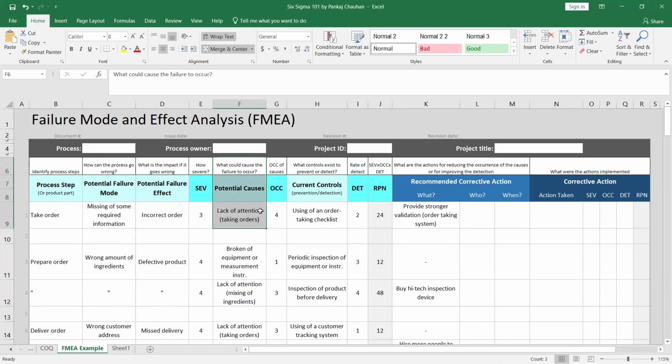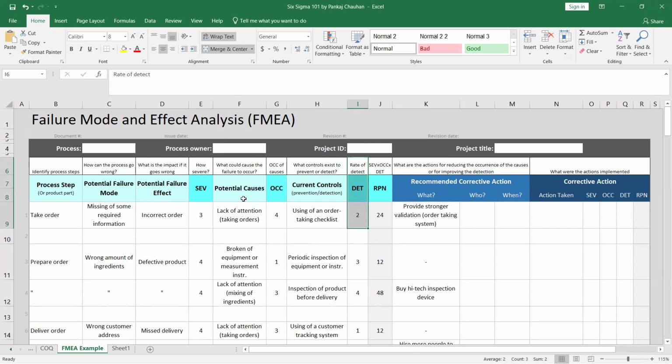We will identify the chance of occurrence on a scale of 1 to 10. Sometimes we can use 1 to 5 as well if the process is not critical. And in case this potential failure mode does occur, what are the existing controls we have to save us or to avoid the impact of that, and how well will they perform? So let's do this exercise.